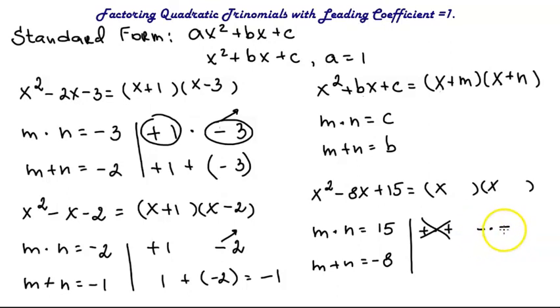Now we know we're looking for two negative numbers, and the product is 15. So I would say I'll use negative 3 and negative 5, and then I need to see if those are the right numbers. If I add them, is that negative 8? Negative 3 plus negative 5 is in fact negative 8. So the numbers are good. Minus 3, minus 5.